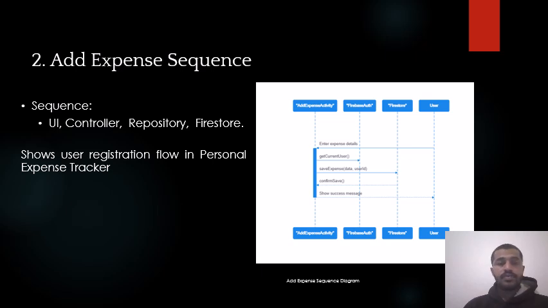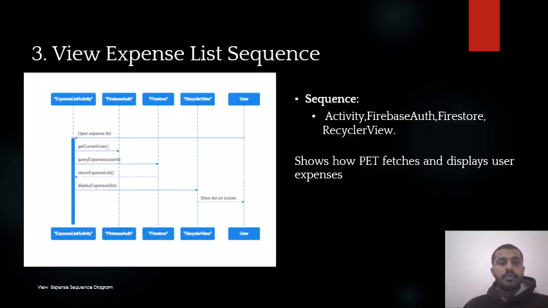Add expense sequence: UI, controller, repository, Firestore. It shows the expense addition flow in the Personal Expense Tracker. View expense list sequence. This sequence shows how the app fetches and displays the current and previous expenses after the user opens the list view screen.